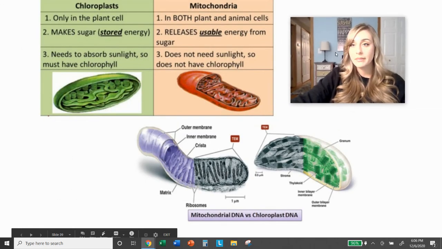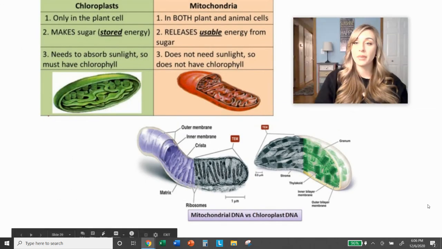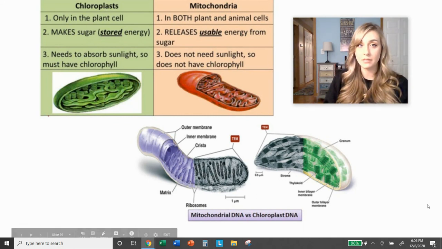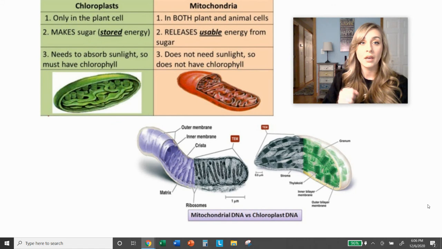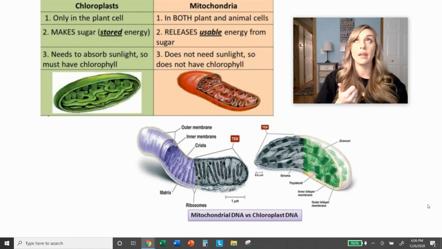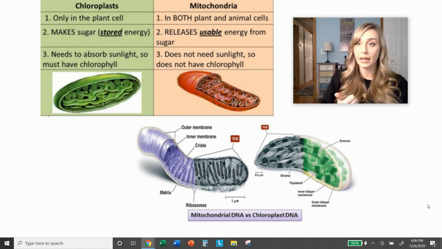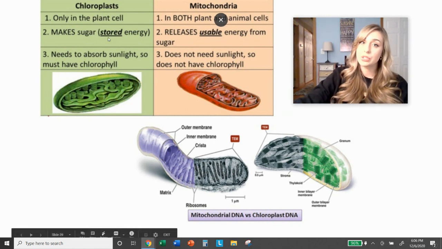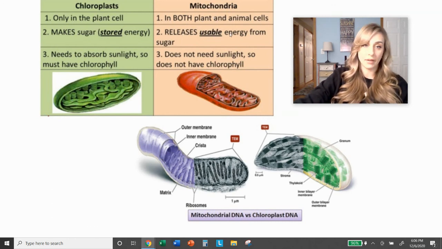Now a side-by-side comparison, because this is a big component of this unit, seeing the commonalities and differences between these two organelles. Chloroplasts, if you walk out of my classroom and you don't know that they're just in plants and photosynthetic bacteria, I'll cry. Mitochondria are in both. Plants also have mitochondria. Chloroplast is anabolic because we're storing energy. Mitochondria release it, a catabolic reaction.